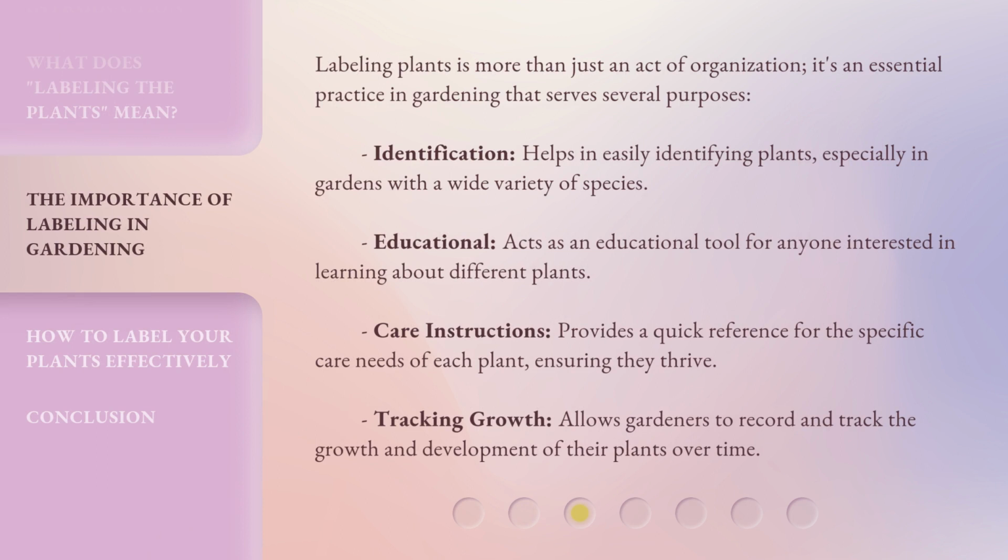Labeling plants is more than just an act of organization. It's an essential practice in gardening that serves several purposes. Identification: it helps in easily identifying plants, especially in gardens with a wide variety of species. Educational: it acts as an educational tool for anyone interested in learning about different plants. Care instructions: it provides a quick reference for the specific care needs of each plant, ensuring they thrive. Tracking growth: it allows gardeners to record and track the growth and development of their plants over time.